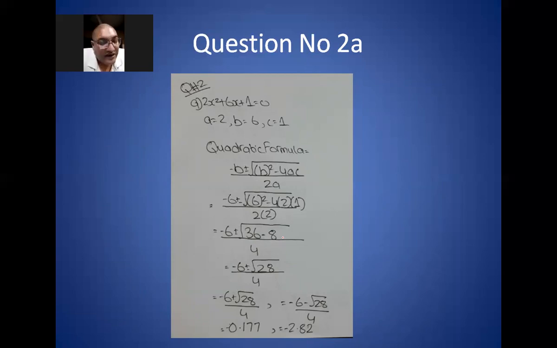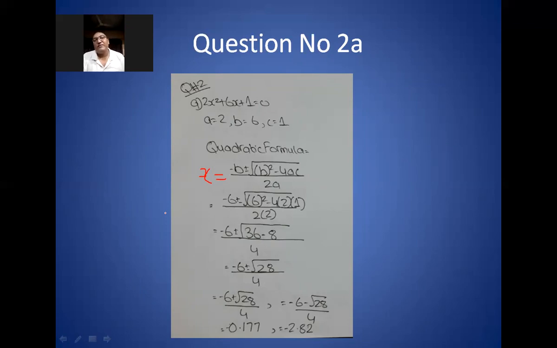The equation given is 2x squared plus 6x plus 1 equals 0. So the coefficient of x squared is a, that is 2. The coefficient of x is b, that is 6, and the constant term here is called c, and that value is 1. So we will apply the quadratic formula. The quadratic formula is x equals minus b plus minus under root b squared minus 4ac, divided by 2a.